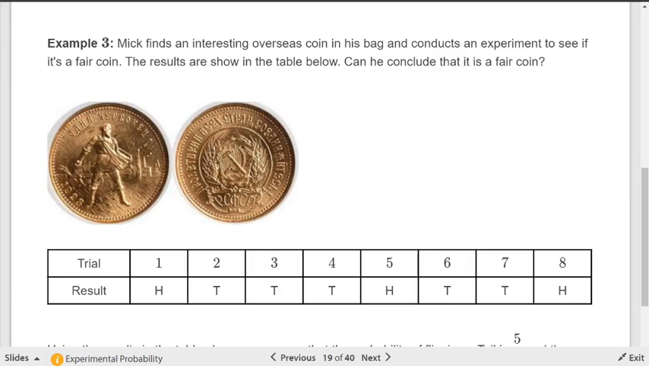Focus. Let's come back. Mick finds an interesting overseas coin in his bag and conducts an experiment to see if it's a fair coin. All right. Mick was walking along and found one on the street. That would maybe make more sense. The results are shown in the table below. Can he conclude that it is a fair coin? What do they mean by a fair coin? Okay. What happens when you flip a coin? What do you expect to happen? You get a heads or a tails, right?